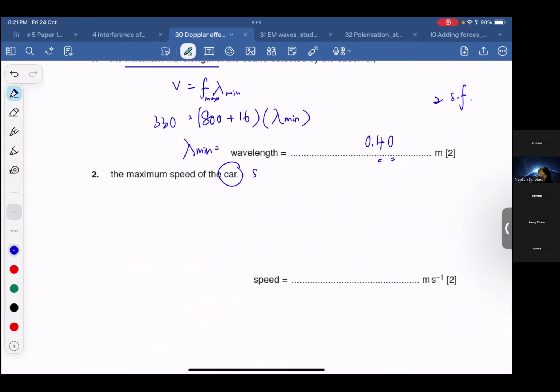What is the maximum speed of the car? The car is the source, so they're asking for Vs. What is your Vs? fo equals v over v minus vs, times fs. Ask yourself, from X to Y, towards: do we use plus or minus? Towards, frequency becomes higher, so we should use v minus vs. Do your calculation and then tell me what your Vs is.